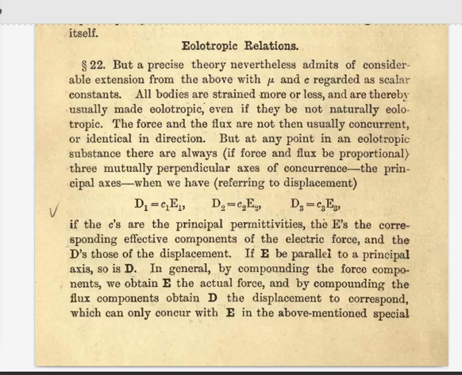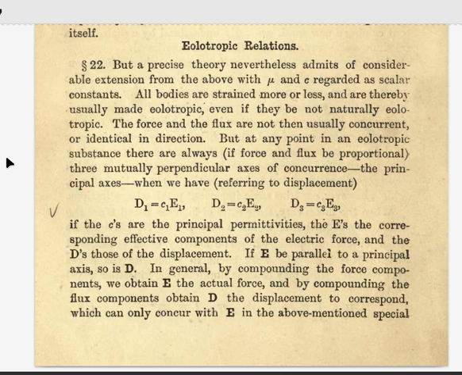Eolotropic relations. Note, here eolotropic means having properties with different values along different axes. 22. But a precise theory nevertheless admits of considerable extension from the above, with mu and c regarded as scalar constants. All bodies are strained more or less, and are thereby usually made eolotropic, even if they be not naturally eolotropic. The force and the flux are not then usually concurrent or identical in direction.